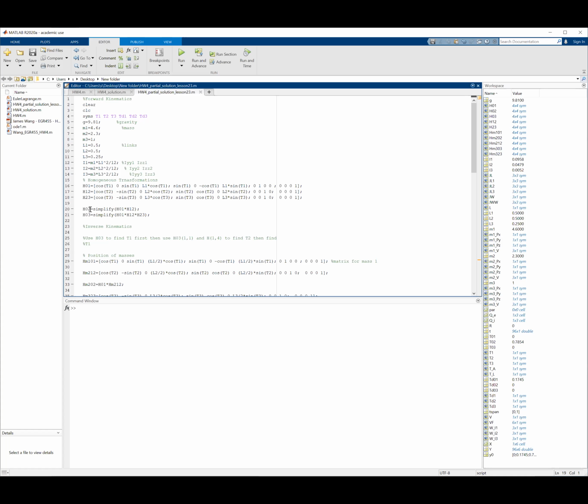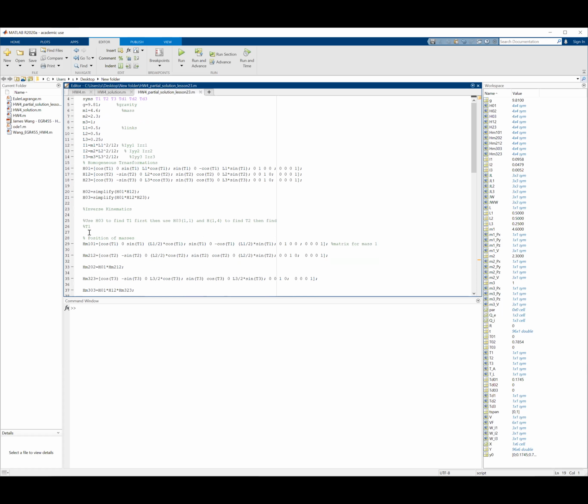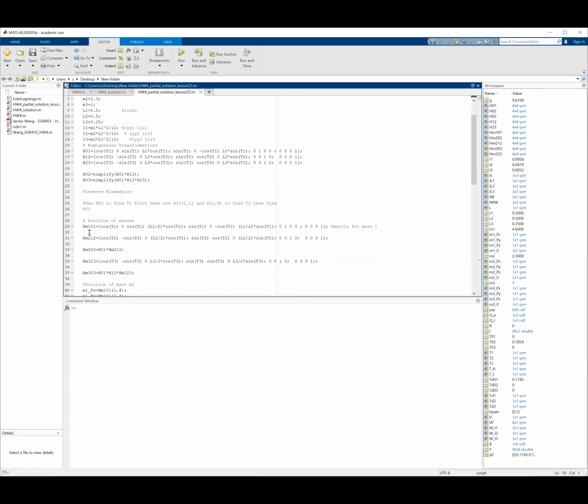To find H02, which is the homogeneous transformation of frame 2 with respect to frame 0, see line number 20. Line number 21 has H03, which is the homogeneous transformation of the end effector with respect to the 0th frame. This is what we will use: H03 is to be used to solve inverse kinematics. The next part of the code is to find the positions and velocities of masses m1, m2, m3.